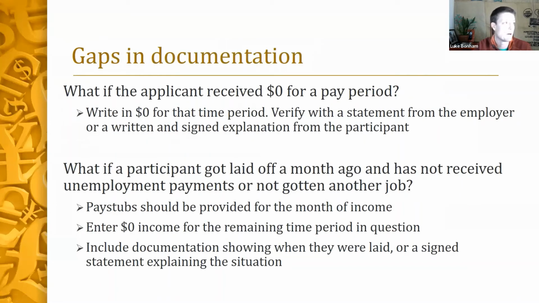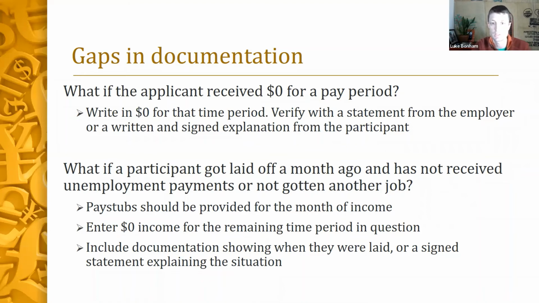What should you do about gaps in documentation? There should be documentation for a full 2 months without gaps. If the applicant has regular income but received $0 for a pay period, it should be written in as $0 in the income calculator, but there needs to be a pay stub showing $0, a statement from the employer verifying that, or an explanation written and signed by the participant explaining the situation.